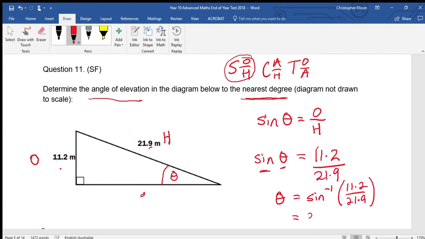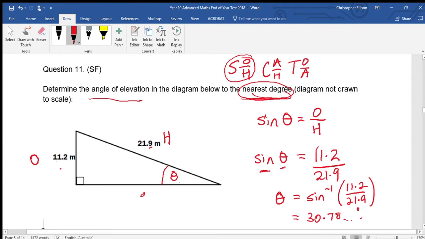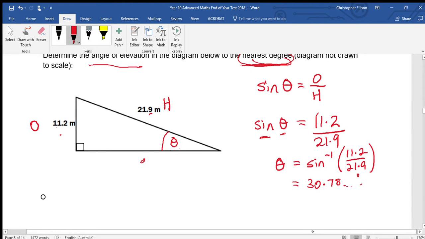When we put that in on the calculator, we get 30.78 something degrees, but we've been asked to round this to the nearest degree. If we don't do that, then we will miss out on marks in the exam. So it is important that we then say that's approximately equal to 31 degrees, which is your final answer to get the full 2-mark allocation.